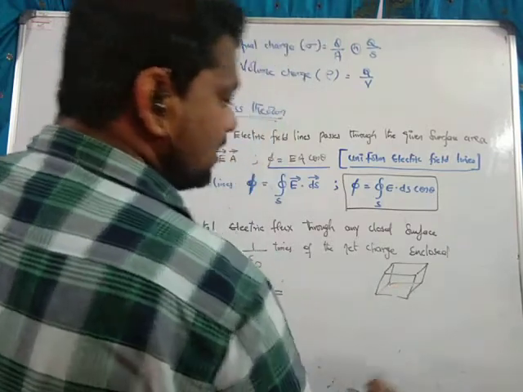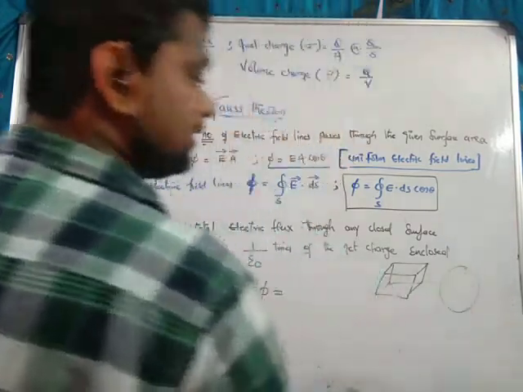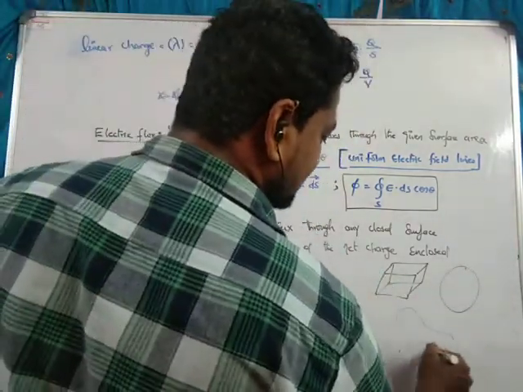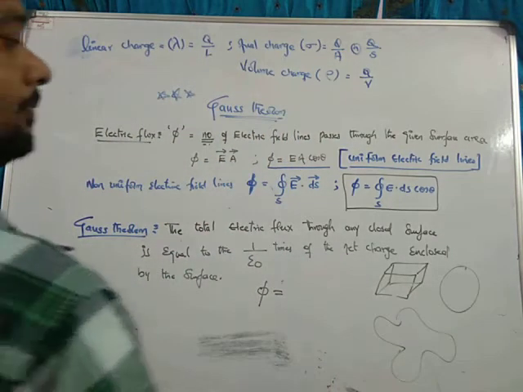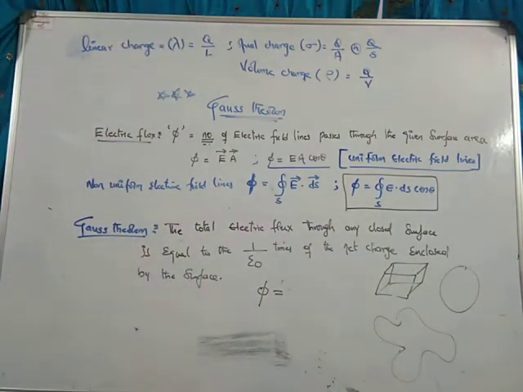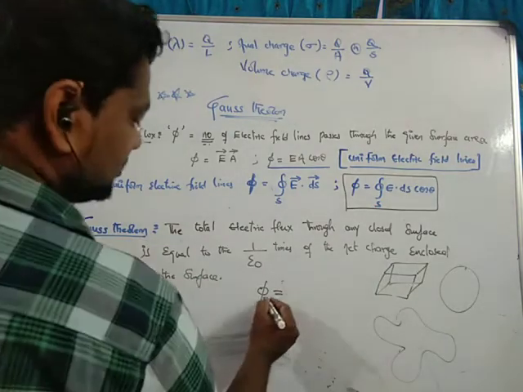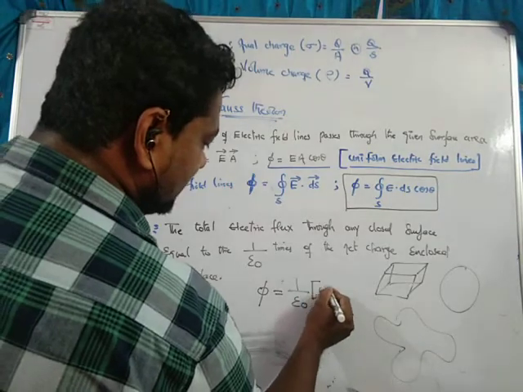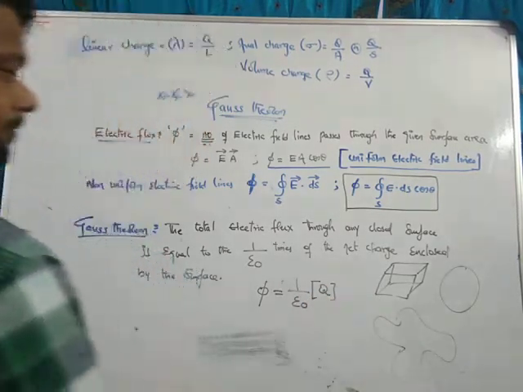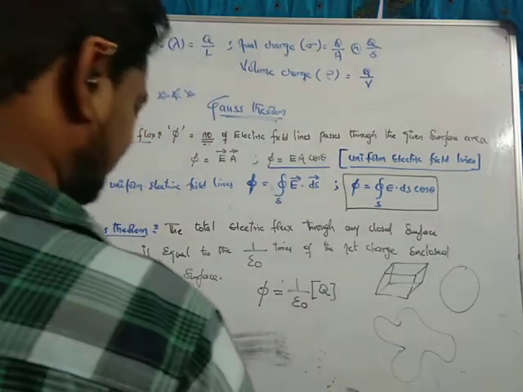a cube, we can consider a circular shape, or any random shape, whatever the shape may be, but it should be a closed path. Then the net flux is equal to 1 by epsilon naught of the net charge. So this will be the Gauss theorem.